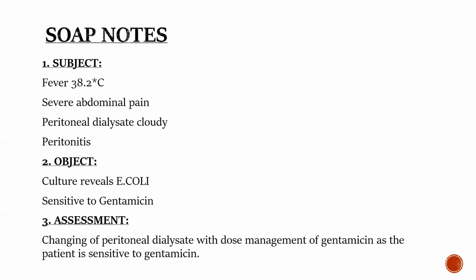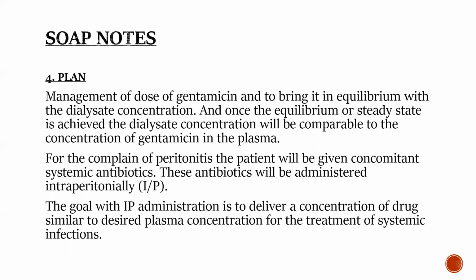SOAP notes. First of all, we will discuss the subjective. Fever 38.2 degrees Celsius. He was complaining about severe abdominal pain. Also, his peritoneal dialysate has become cloudy. He is also suffering from peritonitis. Objective: his culture reveals E. coli sensitive to gentamicin. Assessment: we will change the peritoneal dialysate and we will adjust the dose of gentamicin.